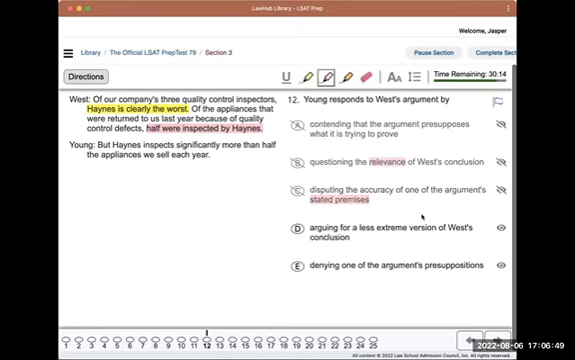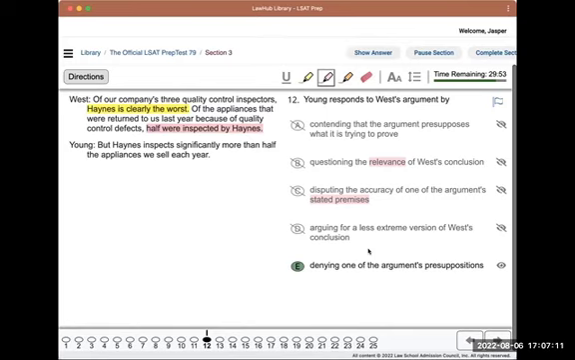D, arguing for a less extreme version of West's conclusion. No. Arguing for a less extreme version would be maybe arguing that Haynes is worse than some quality control inspectors rather than the worst, but that's not what Young is doing. Denying one of the argument's presuppositions.